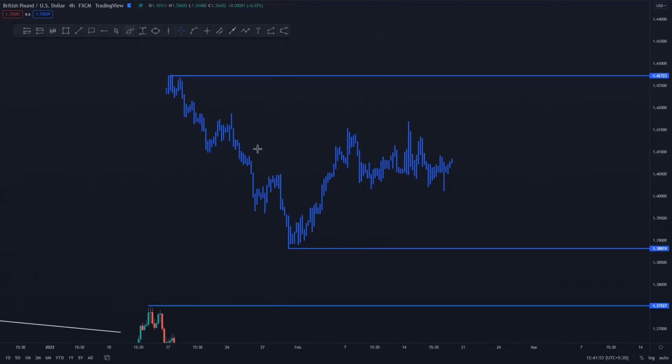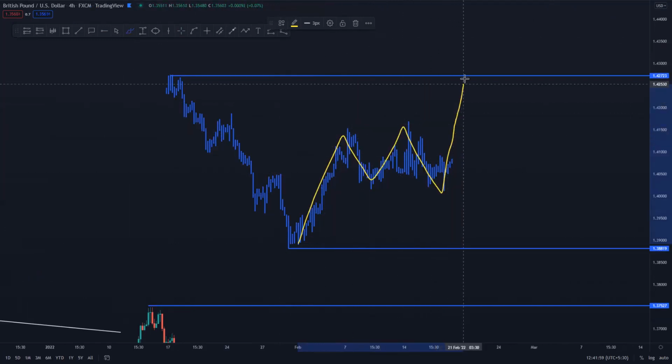Let me just show you. Yeah, you can see this is a very clear up impulse. Right now it is in a correction structure, and we are expecting the continuation up to the high value area, which is the POI for us. So this is very important. POI stands for point of interest.